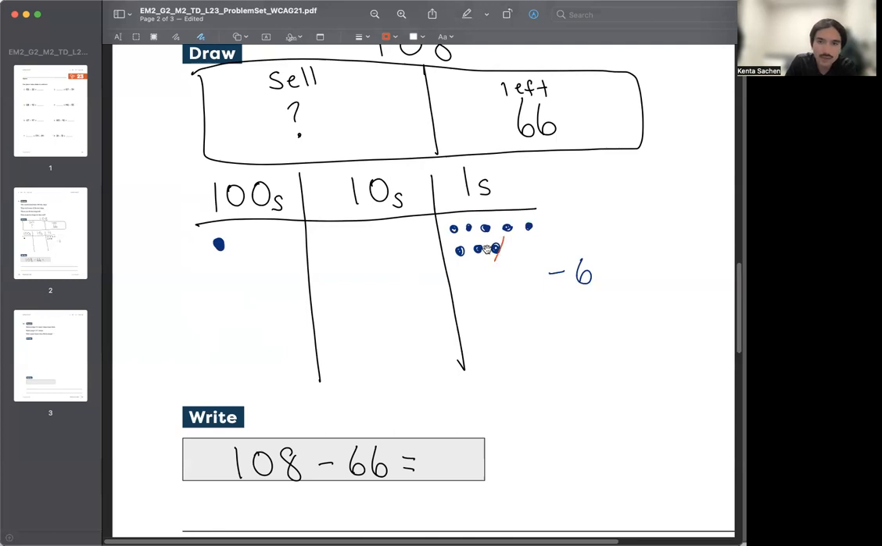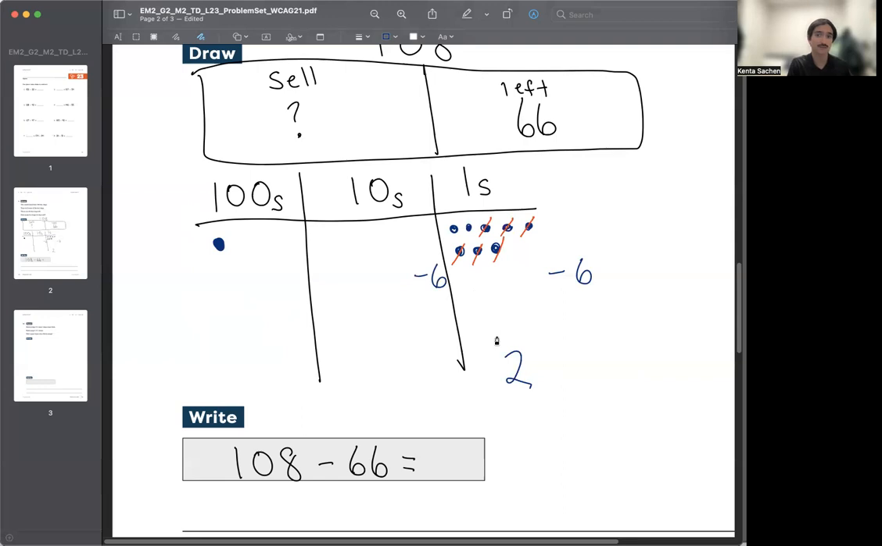Right. 1, 2, 3, 4, 5, 6. How many do you have left, Isabella? Yeah, we have 2 left. Very good. 2 ones left. We're not done yet, though, because we still need to subtract our 6 tens.